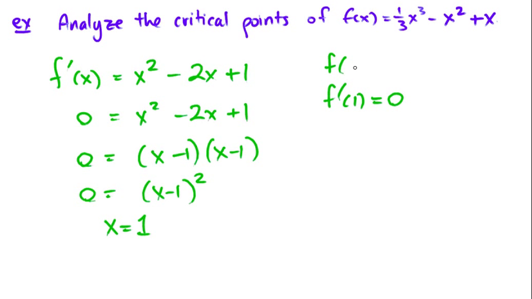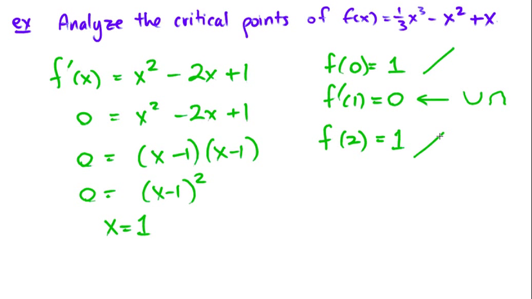At x equals 0, what's happening? Plugging into the derivative, I can see that the slope is 1. And what's happening on the other side at x equals 2? Well, 4 minus 4 plus 1 is also 1. So although I have a point where my slope is equal to 0, which should be either a minimum or a maximum, on this side I have an increasing function, and on this side I have an increasing function.